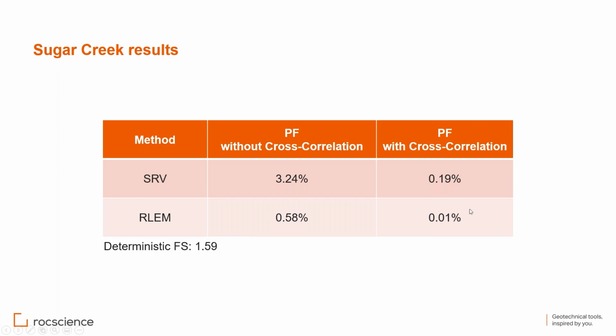This value actually is the value for design purposes, which shows that if you have a model, you should consider the spatial variability and cross correlation between the input parameters.